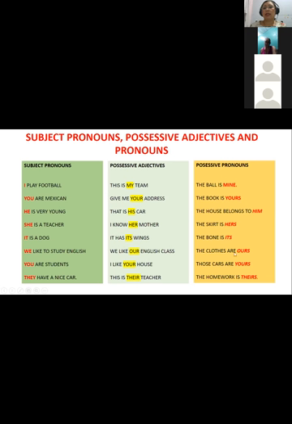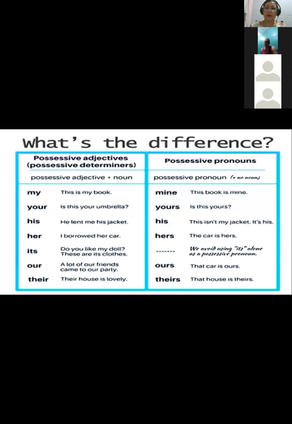The clothes are ours. La ropa es nuestra. Those cars are yours. Esos carros son de ustedes. The homework is theirs. La tarea es de ellos. Okay, so what's the difference?